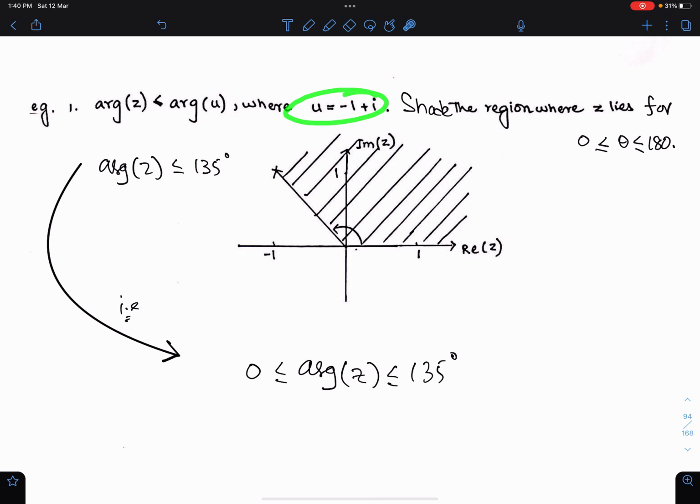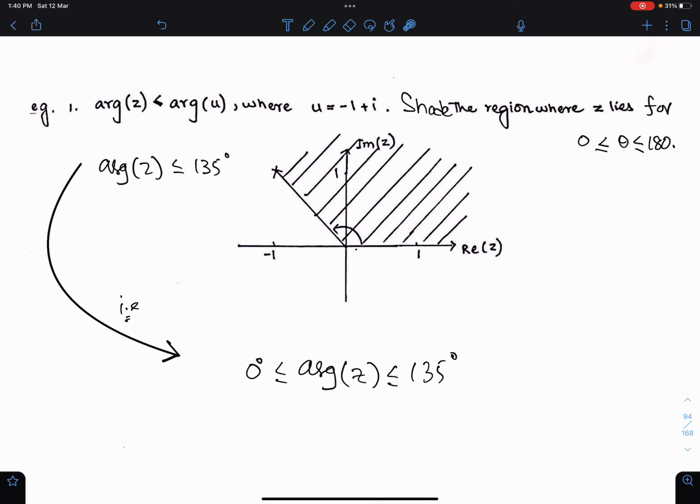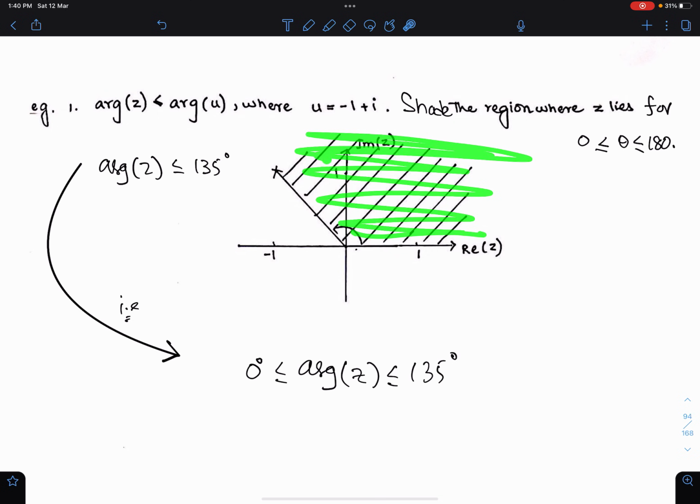Since this is u, and in the Argand diagram u is here, and this is the equation of y equals minus x, so the argument of u is 135. So arg u is 135, therefore arg z is less than or equal to 135. And according to this domain, we can say arg z lies between 0 and 135. So we have to shade this region. z lies anywhere in this region, either on this line or here.